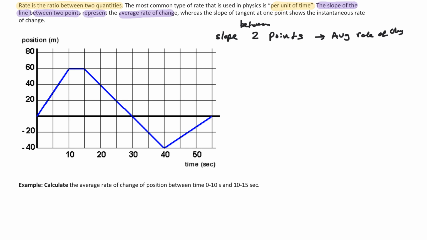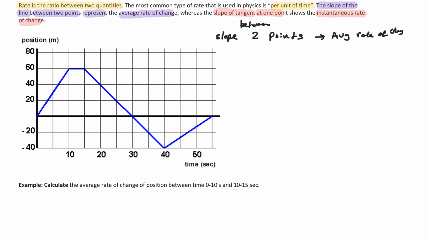But the slope of a tangent at a point always represents the steepness and the sign of the slope at one particular point, so it can't be between 2 points. So the slope of a tangent at a point shows what we call the instantaneous rate of change, and I need you folks to really get your head around that and understand that.